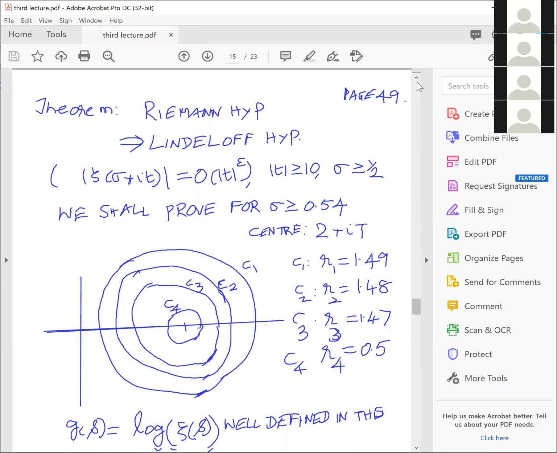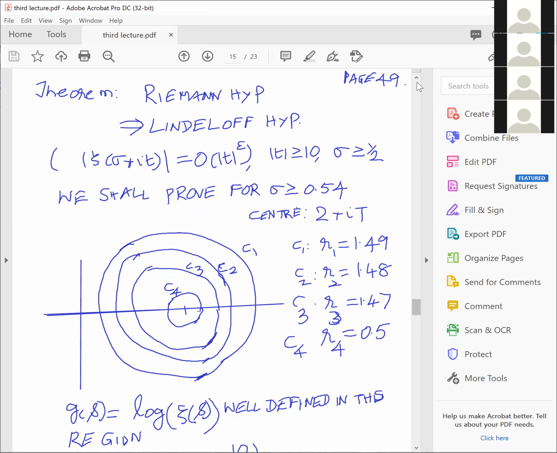The idea is something like the following. I take four concentric circles with center 2 plus iT. The first circle C1 has radius 1.49, C2 has radius 1.48, C3 has radius 1.47, and C4 has radius 0.5. Therefore, I have four circles of different radii, all concentric with the center at 2 plus iT.